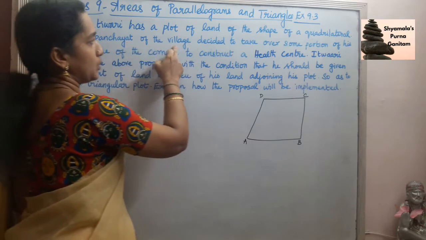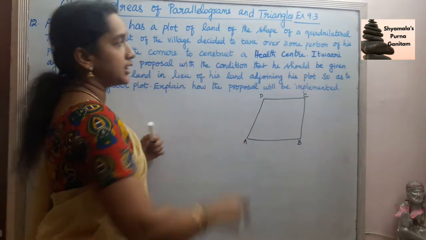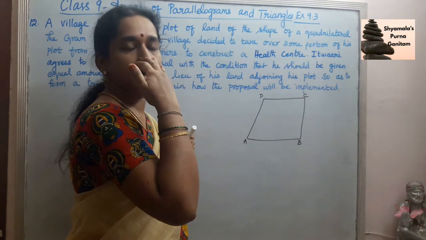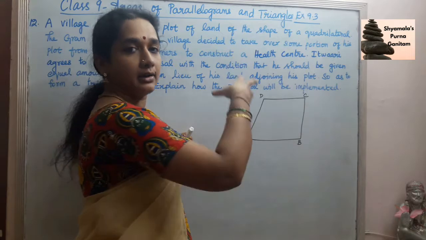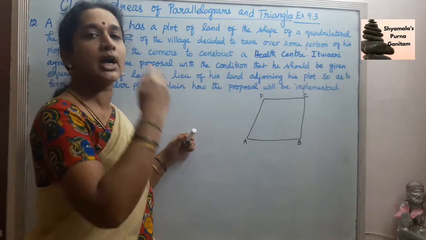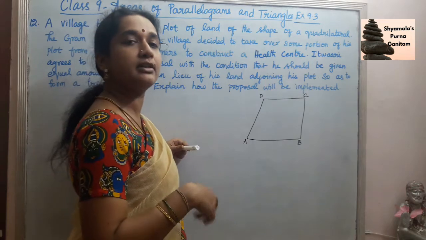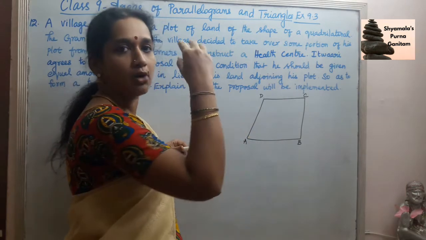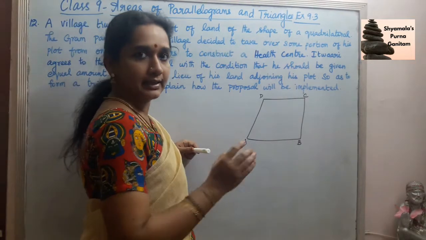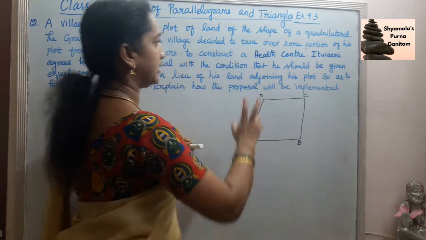The Gram Panchayat of the village decided to take over some portion of his plot from one of the corners to construct a health center. So in that village, they are asking Tiwari to take his land to construct a health center. That is, from one corner of his land, they wanted to take some portion to construct the health center.